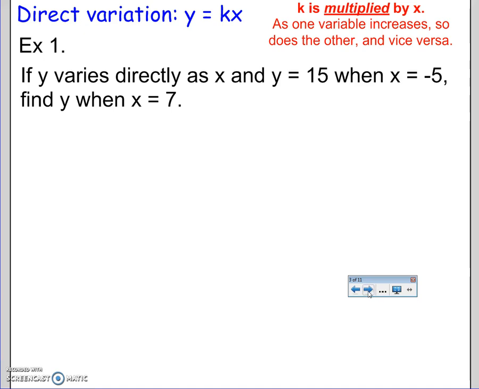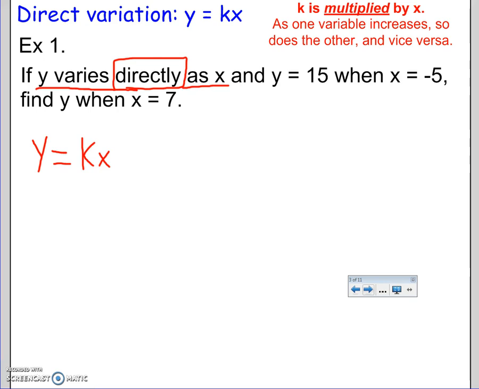So direct variations, example 1: y equals k times x. When I see direct, I think of multiplication. So here it says if y varies directly as x. Now when it says whatever varies, that's going to be that letter equals. Now direct means multiply, so k multiplied by x. There's my equation.